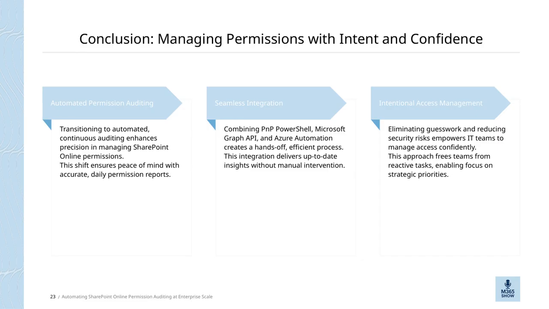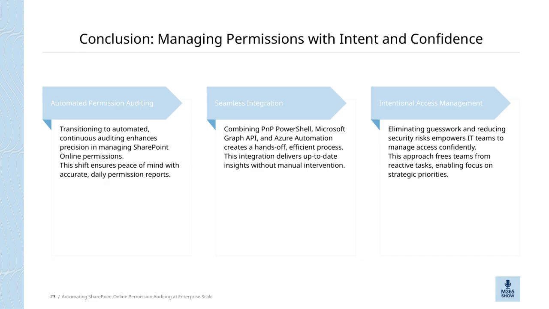Now, how do we achieve this? By combining tools like PnP PowerShell, Microsoft Graph API, and Azure Automation, we create a streamlined, hands-off process. This integration ensures that we're always working with the most current insights without manual effort, making permission management more efficient and reliable.